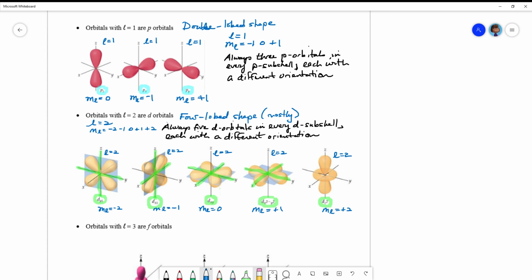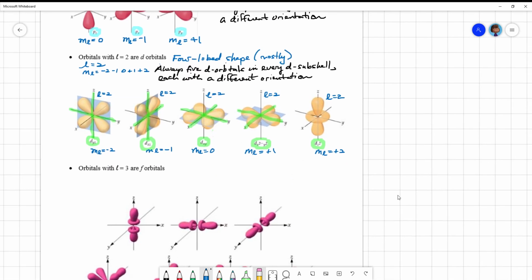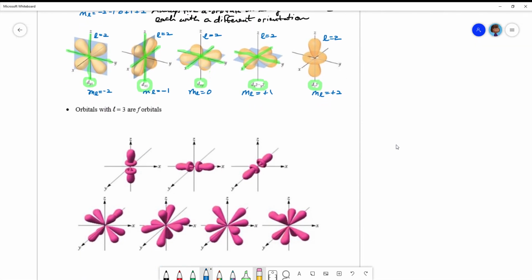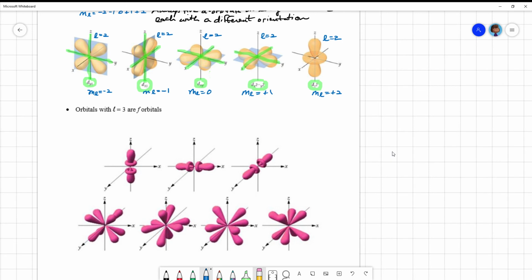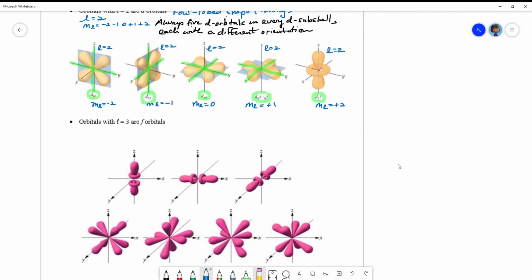Okay. Now, let's get to just one more set of orbitals, because what you're seeing, hopefully, is that these orbitals are getting more and more complex in their shapes. And I had to dig hard to find a set of f orbitals to show you. So orbitals with L equals 3 are called f orbitals. And as it turns out, since L is equal to 3, m sub L is going to have values ranging from -3 up to +3: -3, -2, -1, 0, +1, +2, +3. So we're always going to have 7 f orbitals in every f subshell.